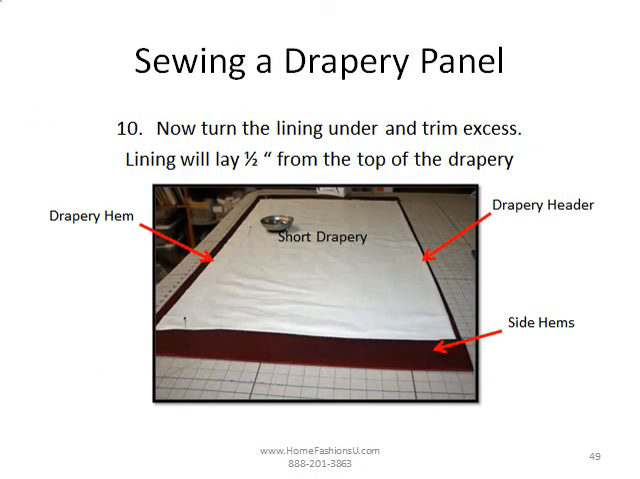Now you will turn the lining under and trim the excess. The lining will lay 1/2 inch from the top of the drapery. So you can see the hem is 1 inch above the bottom of the drapery. The side hems are going to be 3 inches on either side of fabric, and then your drapery header.